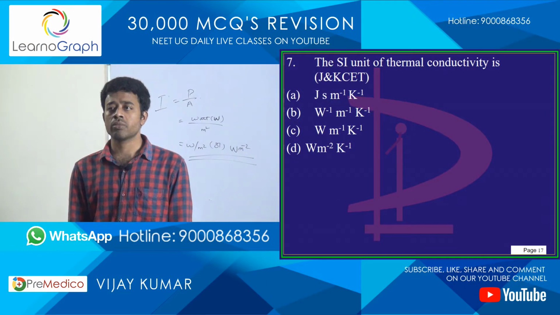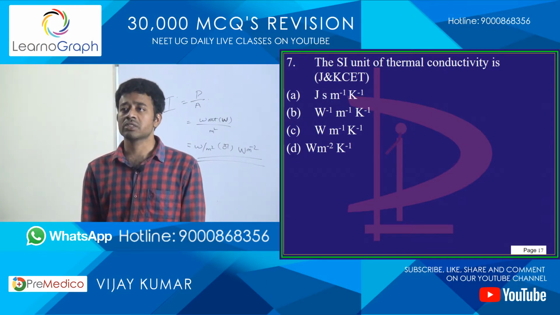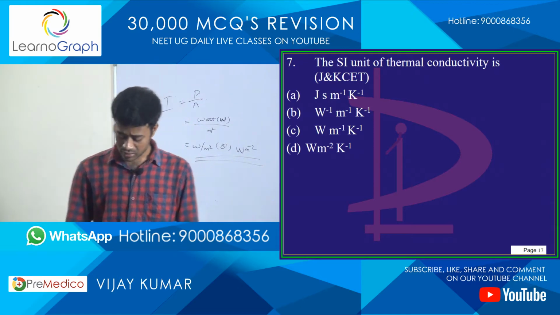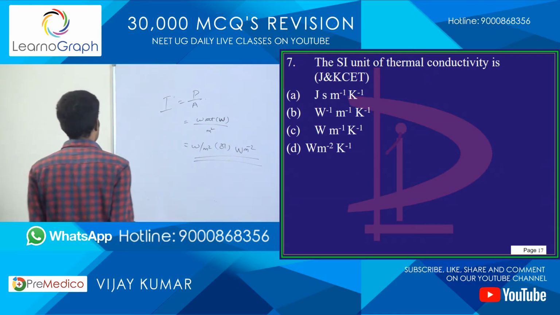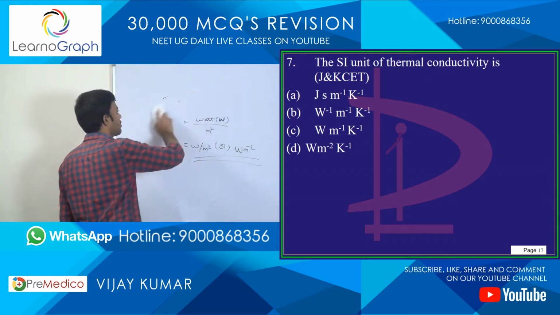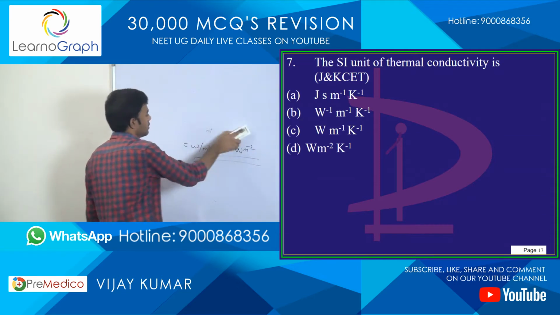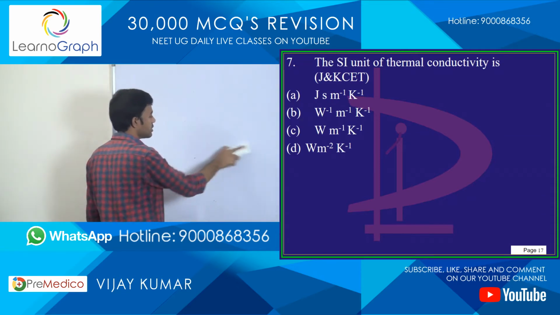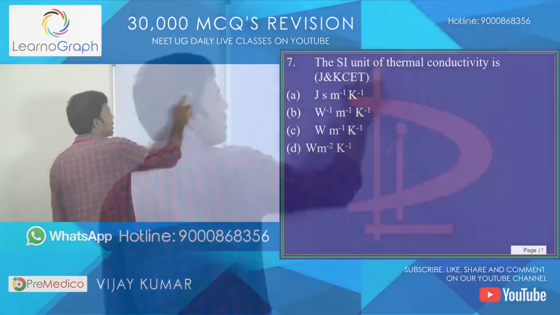Next, we have problem number 7, the SI unit of thermal conductivity. We know what is meant by thermal conductivity. First, we have to write the formula to indicate the SI unit. As we have known, every other physical quantity can be represented in terms of the 7 fundamental physical quantities. So you have to represent this physical quantity of thermal conductivity in terms of the 7 fundamental physical quantities.